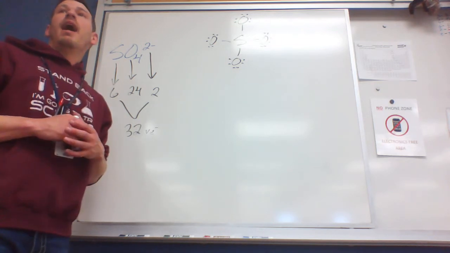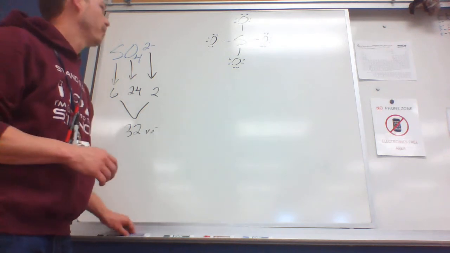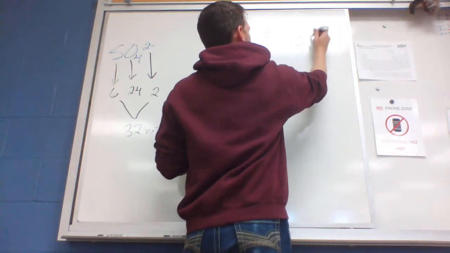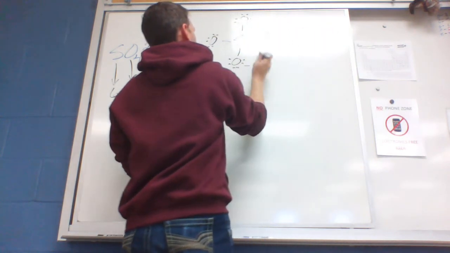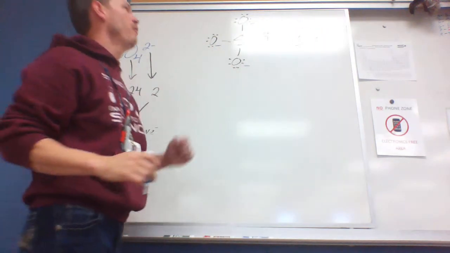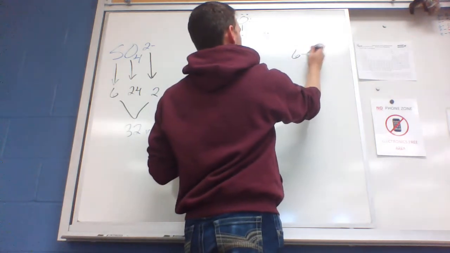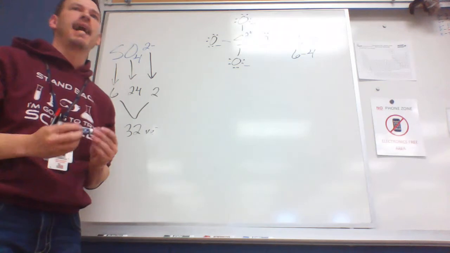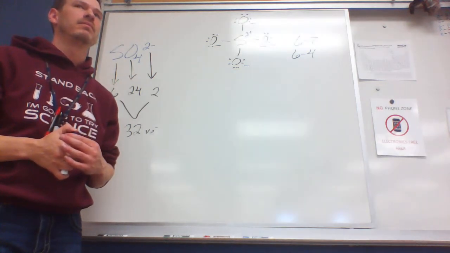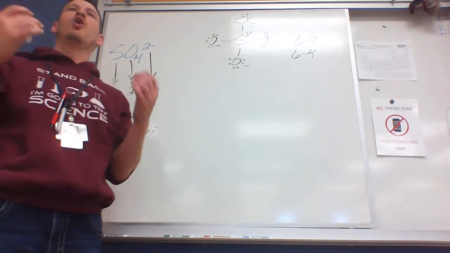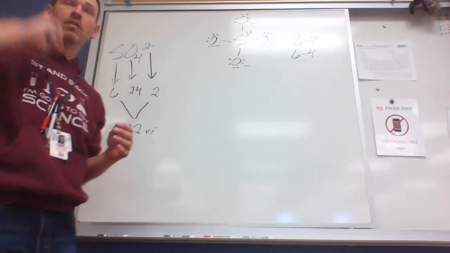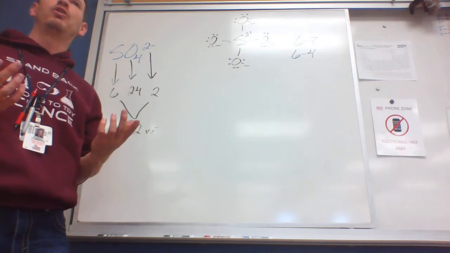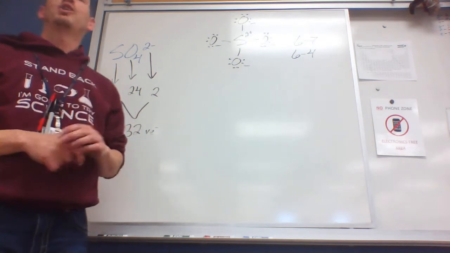Let's check formal charge. All of the oxygens are 6 minus 7. Do you agree? Sulfur is sitting there at 6 minus 4. Do you agree? What's the overall formal charge of the molecule? -2. That's exactly what we knew it was going to be, right? But the question is, is there a better one?